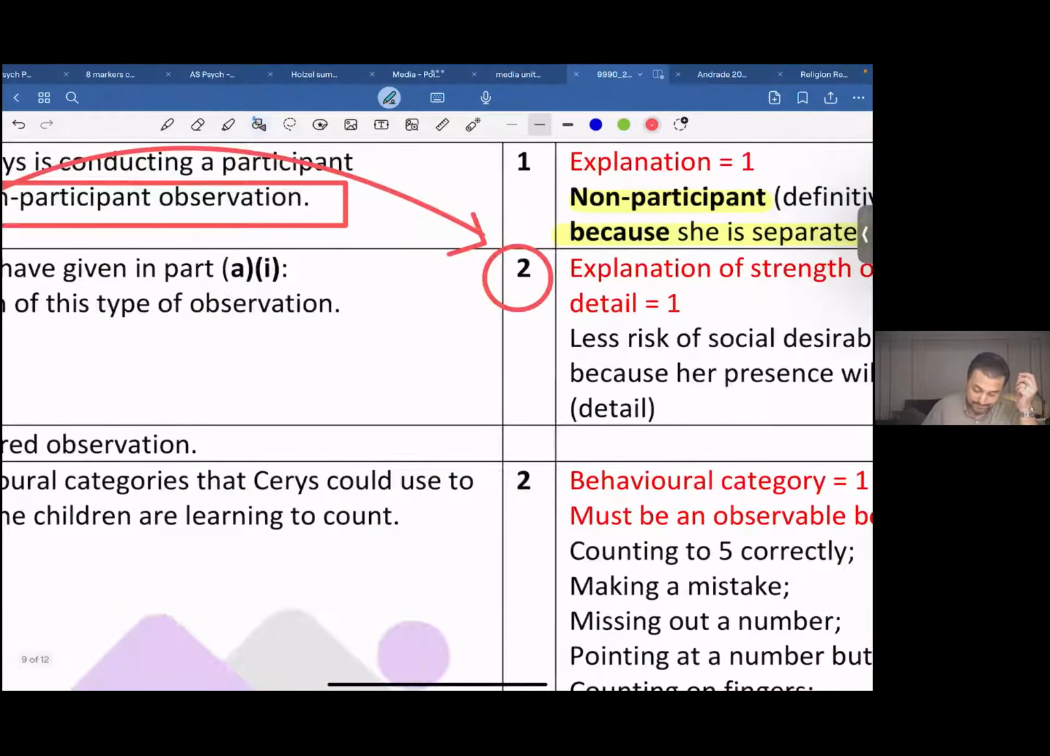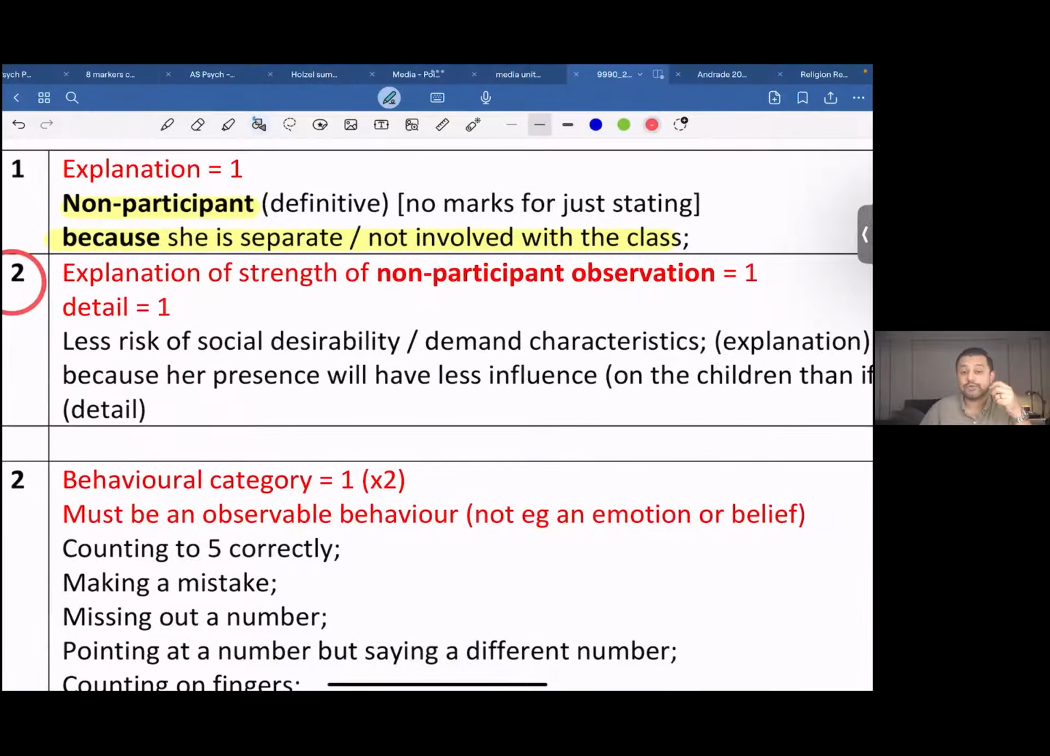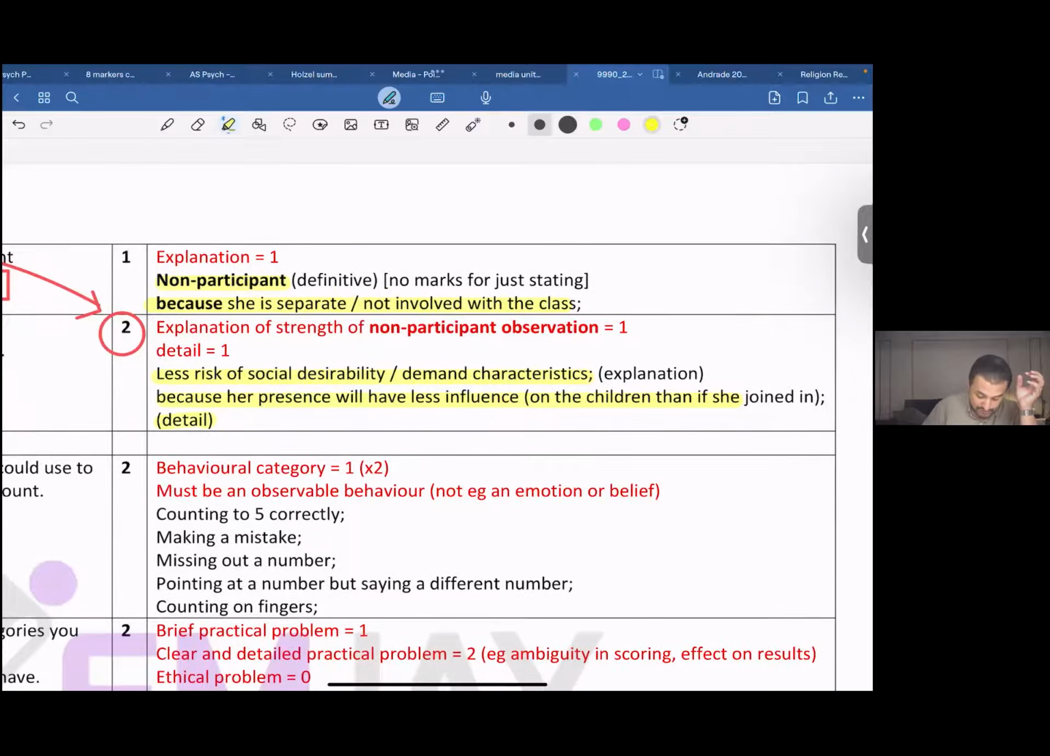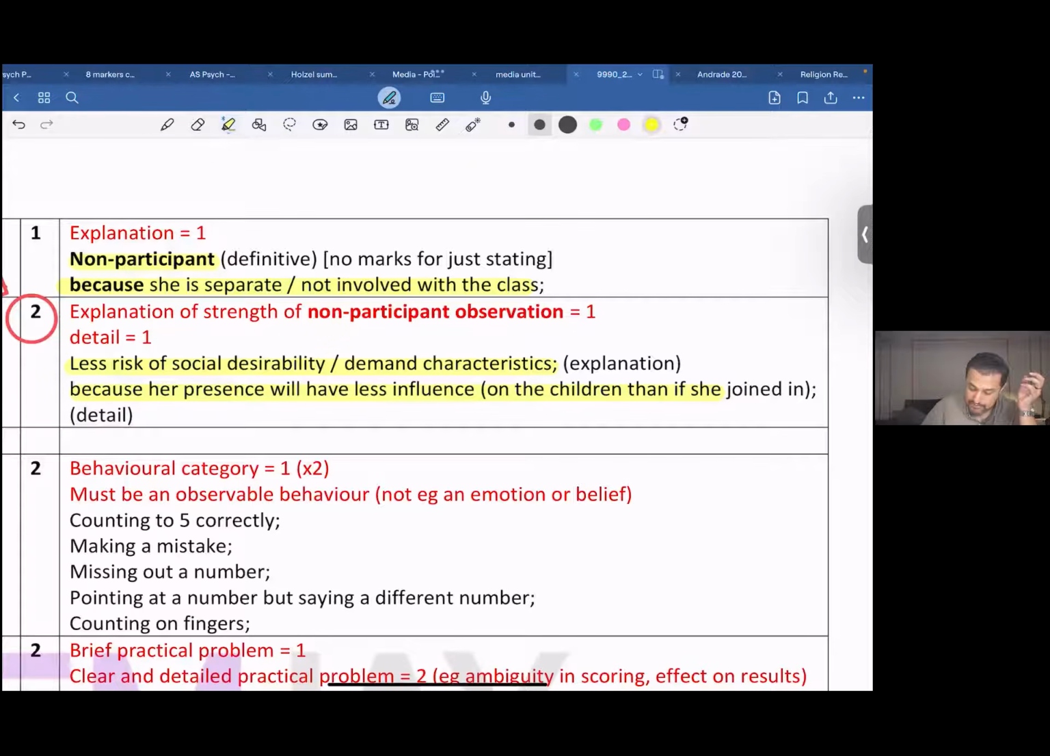So for one strength of using a non-participant observation: there's less risk of social desirability, or there are lesser demand characteristics, because her presence will have less influence on the children than if she joined in, right? Of course, I think that's pretty understandable.